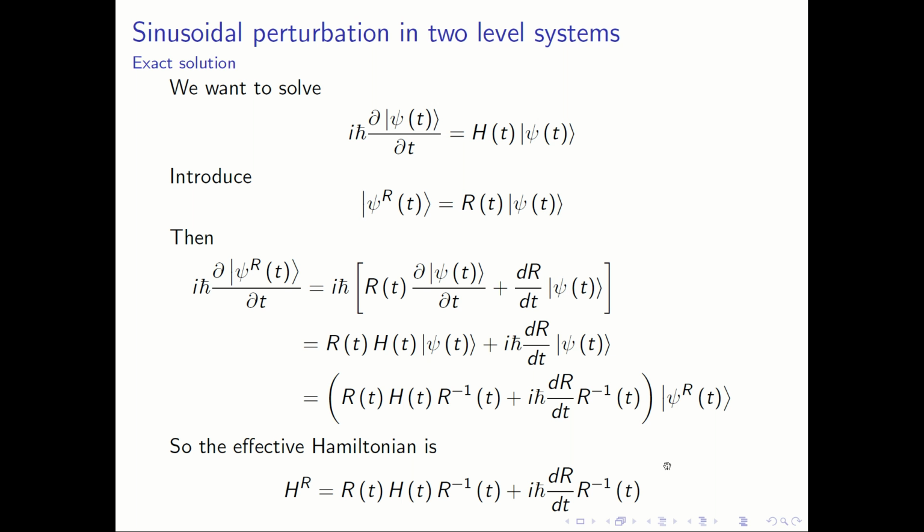So if we can cleverly figure out R of t so that H_R becomes either small or simple, then my life becomes easier as far as solving the Schrodinger equation is concerned. So now that we have this general setup ready, how do we use this for the specific Hamiltonian at hand?